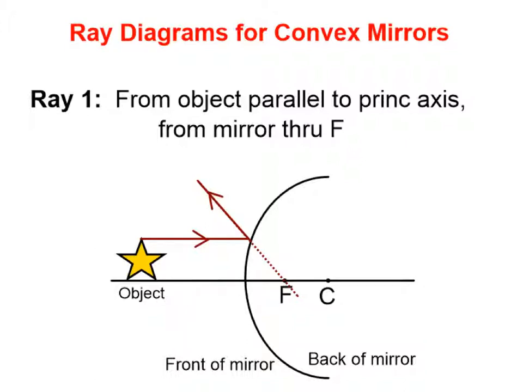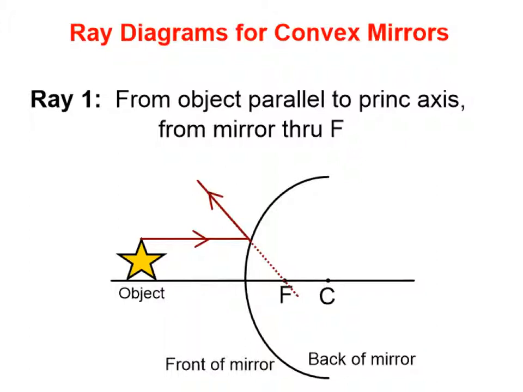For a convex mirror, we will still draw the same three rays that we did for our concave mirror. However, when we are looking at a convex mirror, the focal point and the center of curvature are going to be on the opposite side of the mirrored part. So they will be on the back of the mirror. You can see here we have our object, here we have our mirrored surface, the front of the mirror. The focal point will be in the back of the mirror, and the center of curvature also is in the back because this came from a spherical shape.